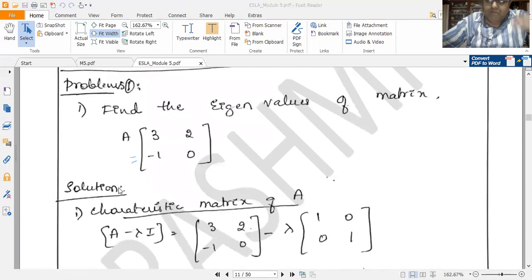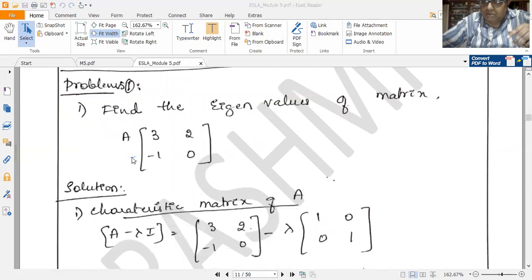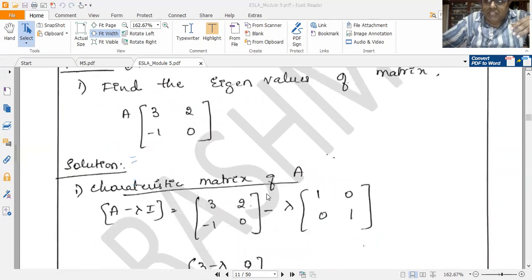Now returning to the problem, I have to find the eigenvalues of the matrix A given by 3, 2, minus 1, 0. I have written it here. Now find the characteristic matrix of A, so A minus lambda I. Lambda is a scalar. So an eigenvalue is a scalar, whereas an eigenvector is a vector quantity. So A minus lambda I is simply given by A minus lambda I.